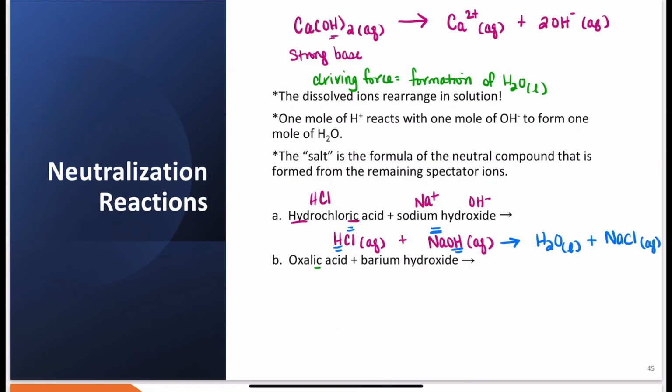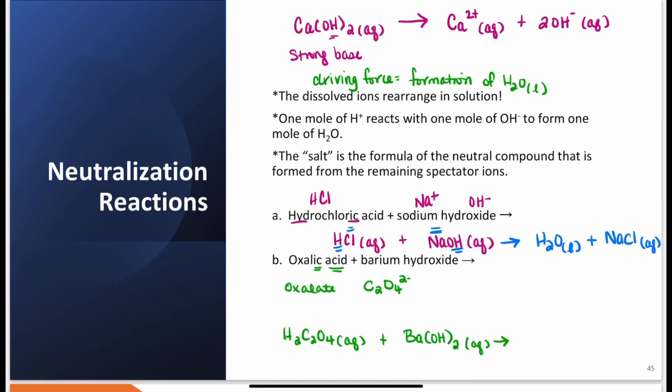Oxalic acid. So again, I don't have any hydro in front, so ic acid. Ic comes from ate. So oxalate is one of my polyatomics I should know. I know oxalate is C2O4 2 minus. So in order to make an acid here, I need to give it enough protons to make it neutral. So H2C2O4. Barium hydroxide. Barium is an alkaline earth metal, group 2, so it has a +2 charge, which means that it will have 2 hydroxides for every 1 barium.